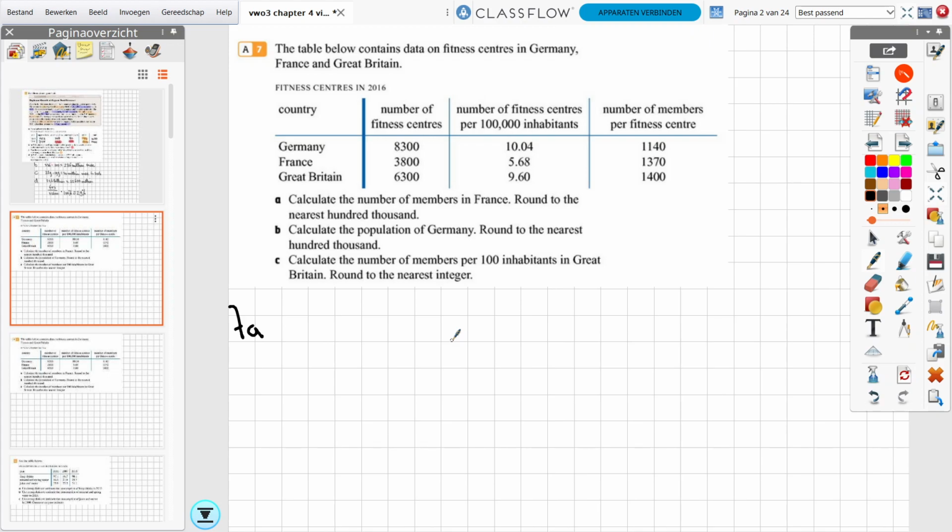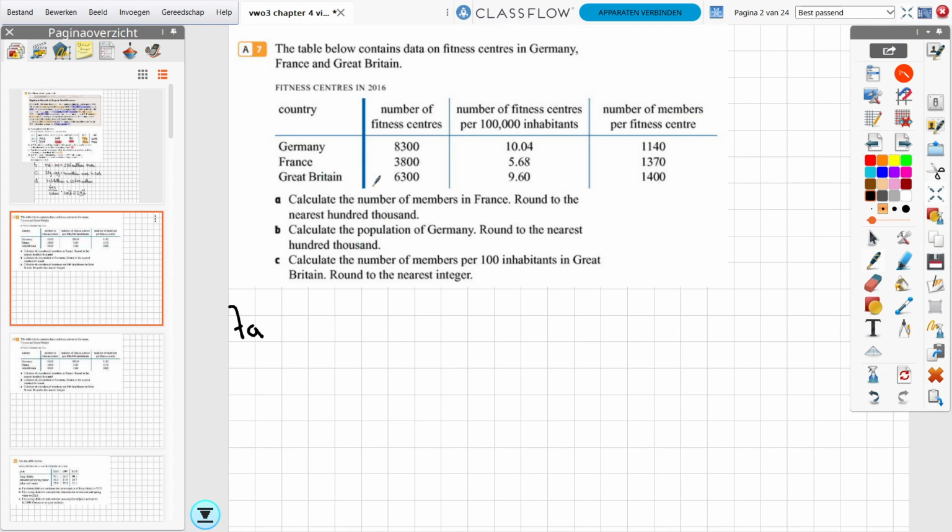Hey everyone, let's take a look at exercise 7 from chapter 4.1. The table below contains data on the fitness centers in Germany, France and Great Britain. What we have here is the country, the number of fitness centers, the number of fitness centers per 100,000 inhabitants, that's important, that bit, and we have the number of members per fitness center.